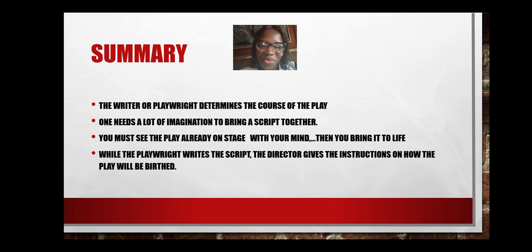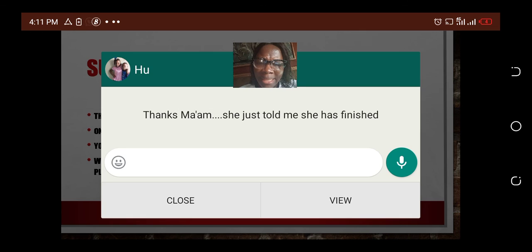Yes. And the summary, of course, we say the writer or the playwright is the person that determines the course of the play. And we will need a lot of imagination. I cannot overemphasize that enough. You need a lot of imagination to put stories together, all right? For the script to come together. And you must see the play already on stage with the eyes of your mind. You know the mind has got eyes. When you close your eyes, you can see things. Already see it going on stage, or see it with the eyes of your mind already. As you write it down, you're imagining it, you're seeing it happening, all right? With the eyes of your mind, okay?